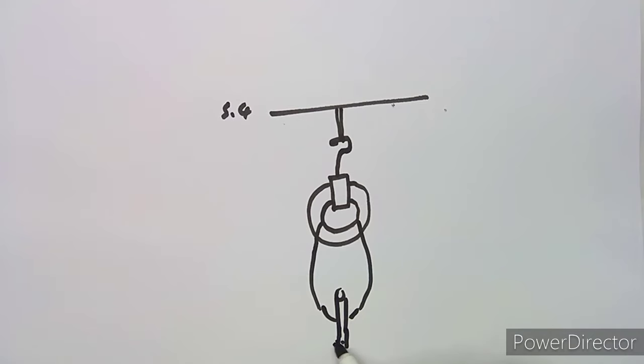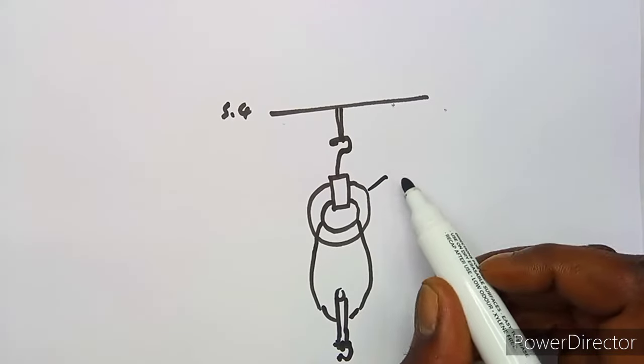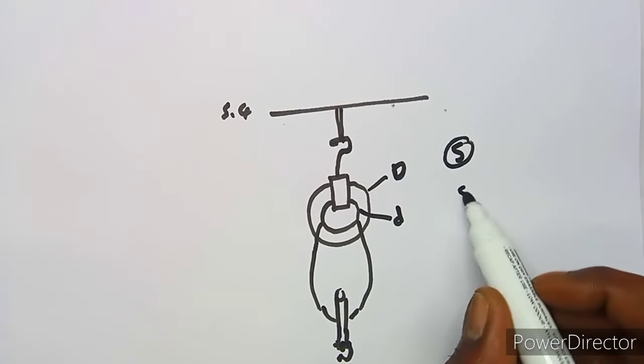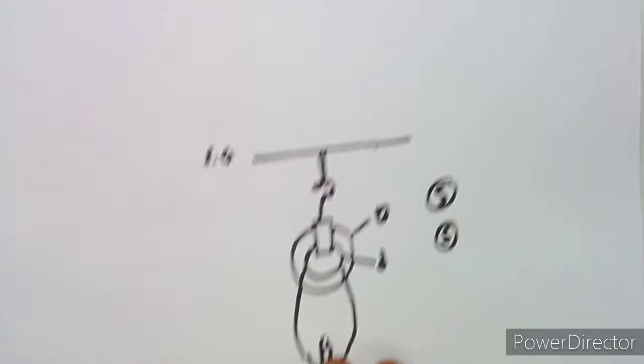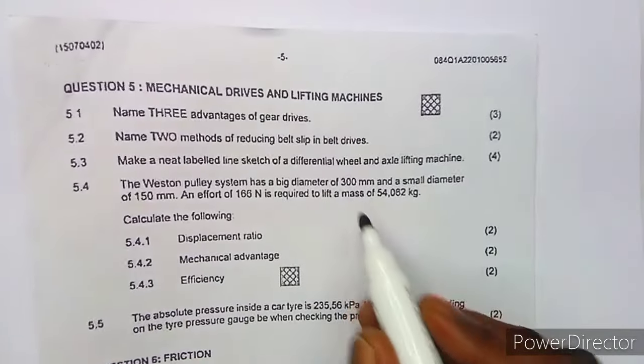So yeah, guys, like I said, you can draw much better than I do. Anyways, that's your bigger diameter, so you can write it as D and the smaller diameter as d, or you can write it as S and smaller as s. I don't know how you want to present it. Anyways, we have got a bigger diameter of 300 millimeters.